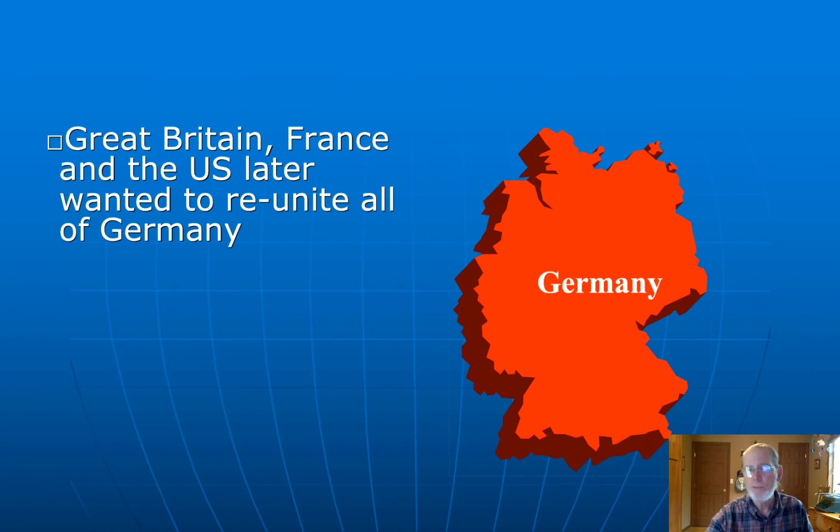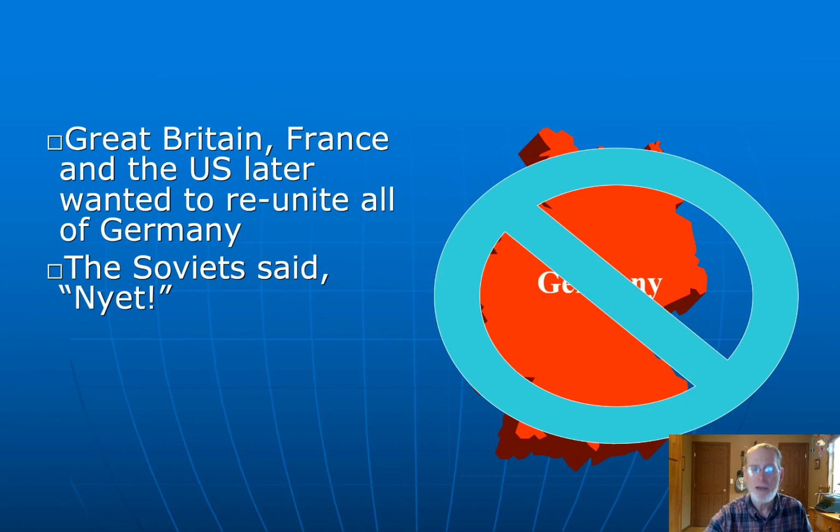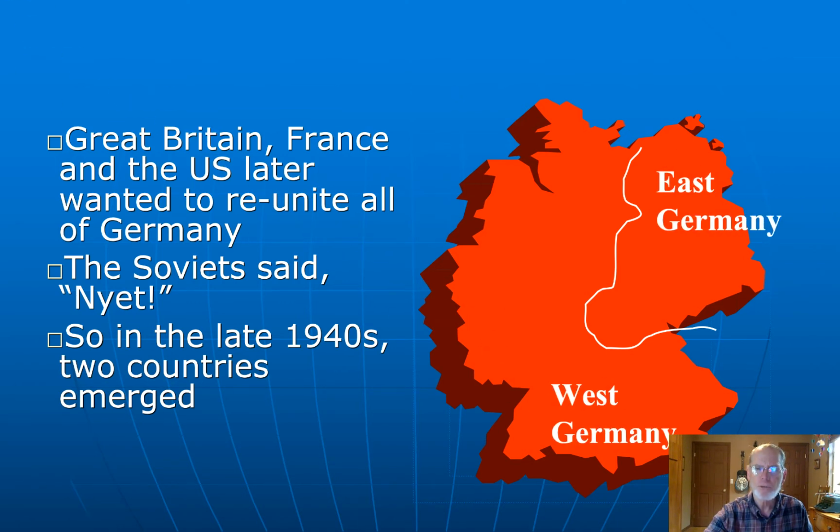If you remember, we had decided with Great Britain before the war that we were going to try and restore every country to the way it was before World War II. And remember, the Soviets were not involved in that, and so they said, no way, we are not going to let that happen. And so two countries emerged out of one. The one Germany became two: East Germany and West Germany. And of course, Berlin was there.